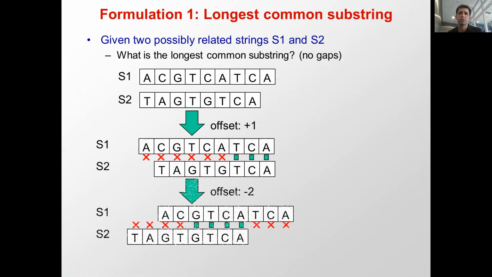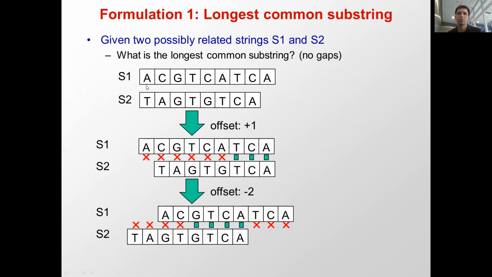Search a little bit. You might realize that if we actually offset by -2, you can get GTCA to match GTCA in the two sequences. So we can actually get a length of 4. So how did you do this in your head?